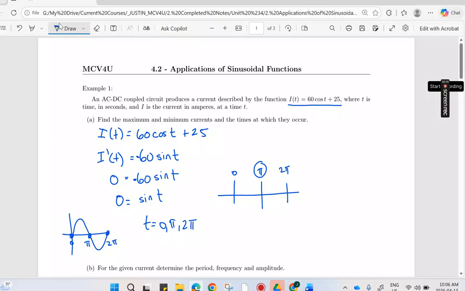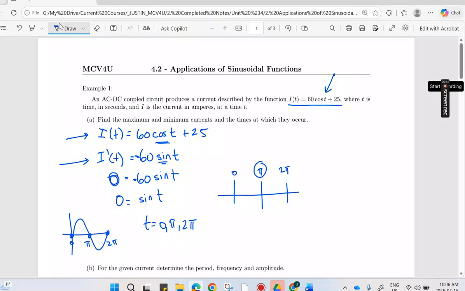Here we have an AC/DC coupled circuit that produces a current described by the following function, where t is the time in seconds and I is the current in amps. Find the max and min. So here's our function. We find the derivative. The derivative of cos is negative sine. Then we set that equal to 0.